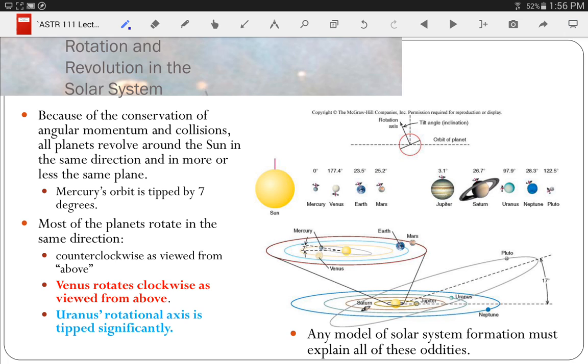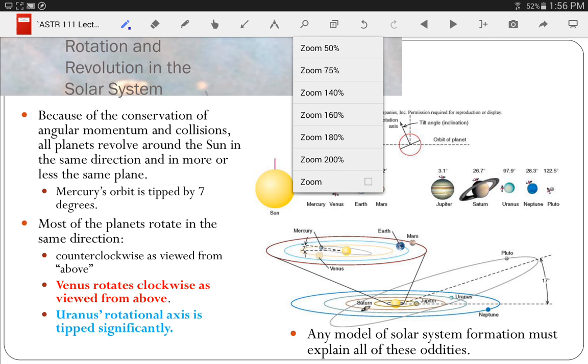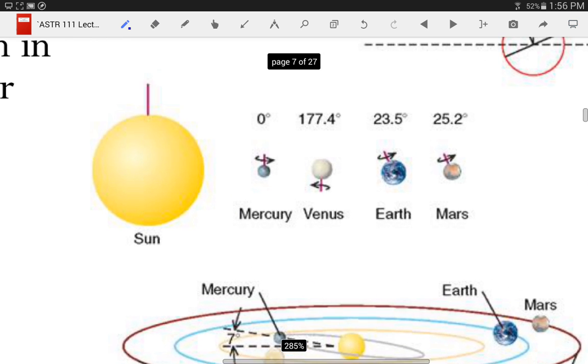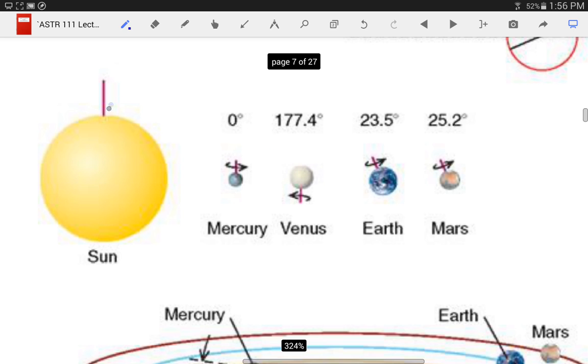Okay, coming back to this, looking at some comparisons of the planets. Got to zoom in here. Over here we have the sun. This vertical bar on the sun is illustrating its axis of rotation. So the sun is rotating about its axis like that. And then we have all of the different planets here.